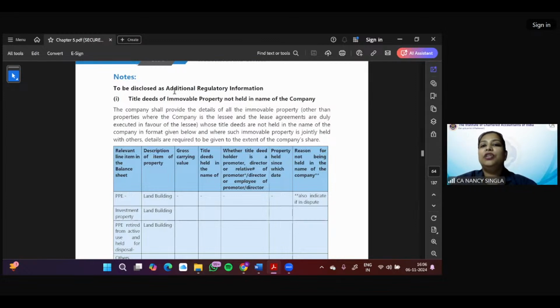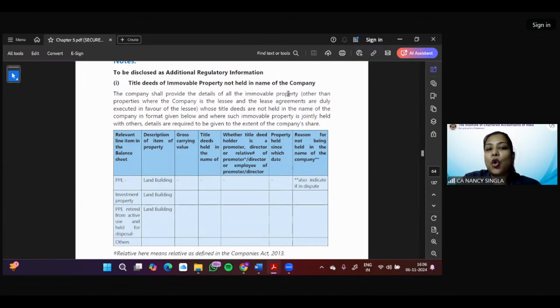So the title deeds of the immovable property are not held in the name of the company, though the property is appearing in the balance sheet. Is it clear? The company shall provide the details of all the immovable property, other than properties where the company is the lessee and the lease agreements are duly executed in favor of the lessee, whose title deeds are not held in the name of the company, in the format given below. Where such immovable property is jointly held with others, the details are required to be given to the extent of the company's share. So if it is not held in the name of the company, or if it is held jointly with someone else, the share is to be shown.